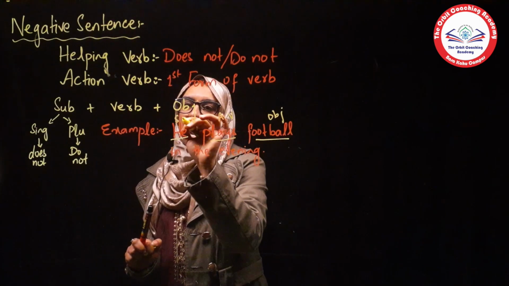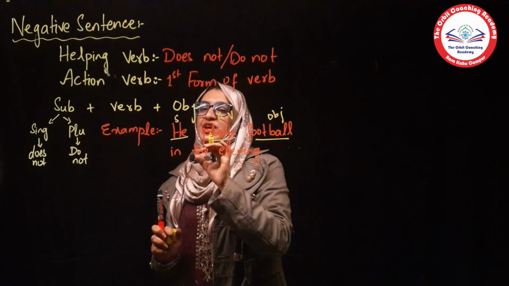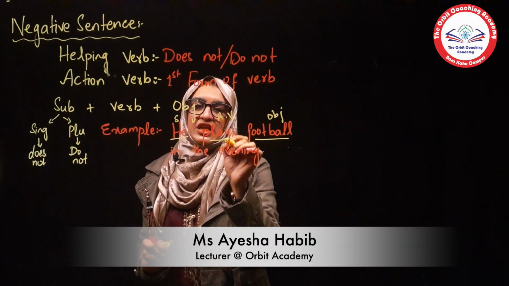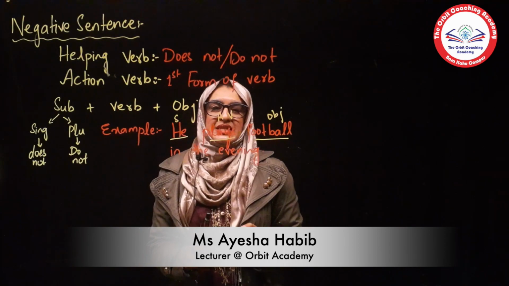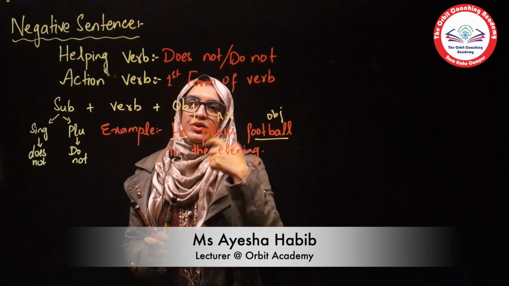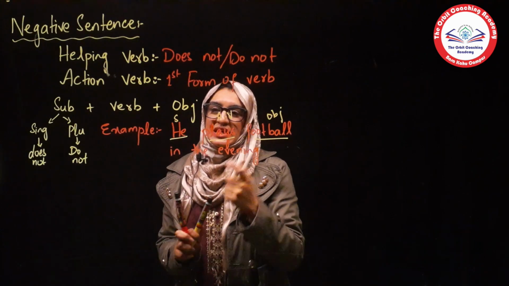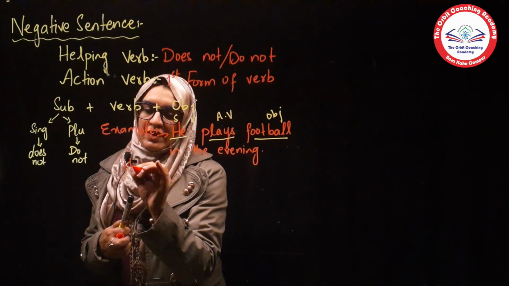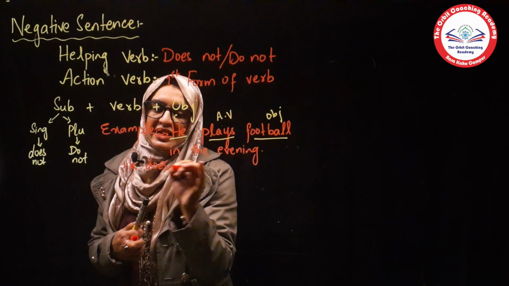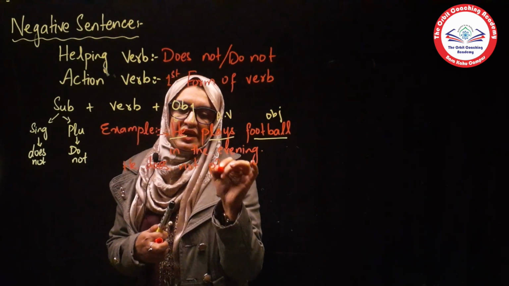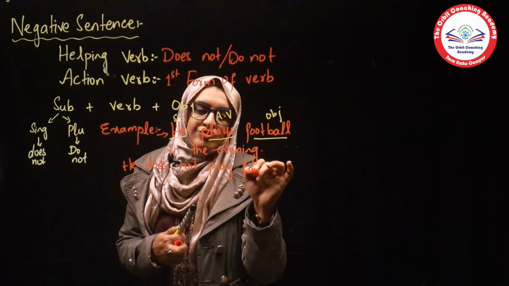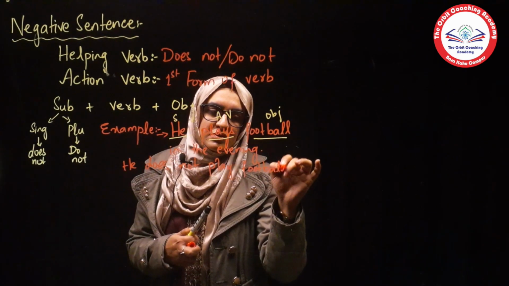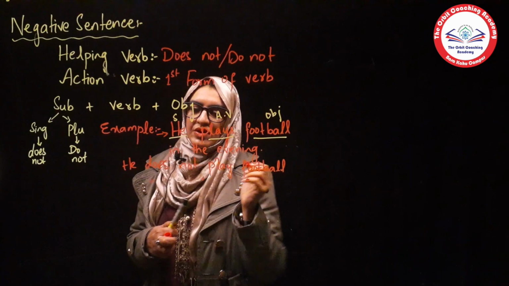As I told you earlier, whenever we have a singular subject, we need to use the first form of verb plus s or es. Now, how do we make it negative? How do we negate this? We can write it in this way: He does not play football in the evening. All right.